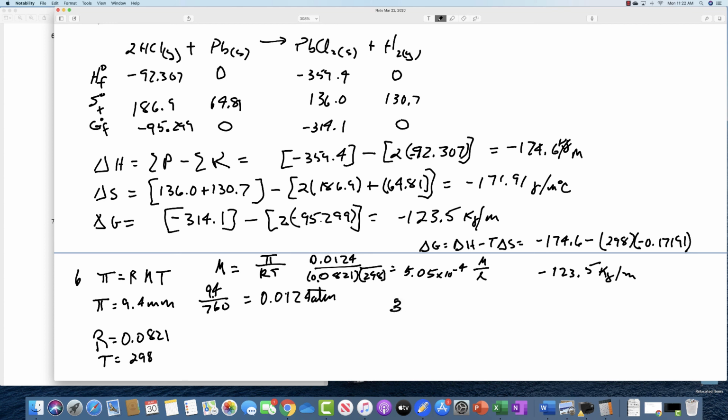So if we take that 30 grams per liter and multiply that by liters over 5.05 times 10 to the minus 4 moles, then these liters cancel out, and we divide this into 30, and we get 5.94 times 10 to the 4 grams per mole. So the molecular weight is about 59,400.